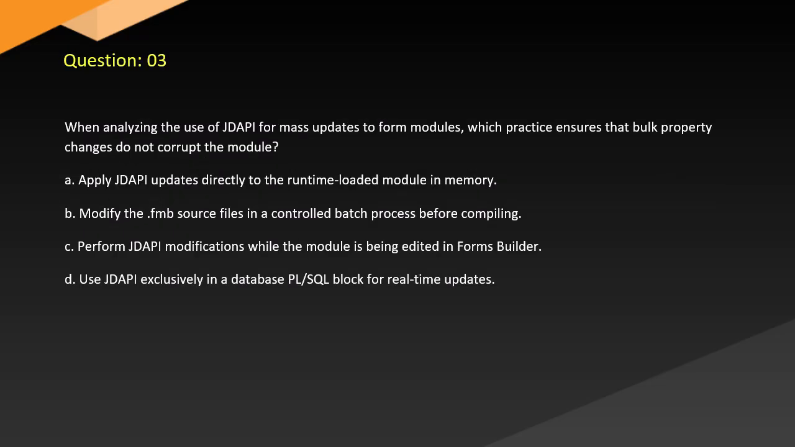Question 3. When analyzing the use of JDAPI for mass updates to form modules, which practice ensures that bulk property changes do not corrupt the module? A. Apply JDAPI updates directly to the runtime loaded module in memory. B. Modify the FMB source files in a controlled batch process before compiling. C. Perform JDAPI modifications while the module is being edited in Forms Builder. D. Use JDAPI exclusively in a database SQL lock for real-time updates.